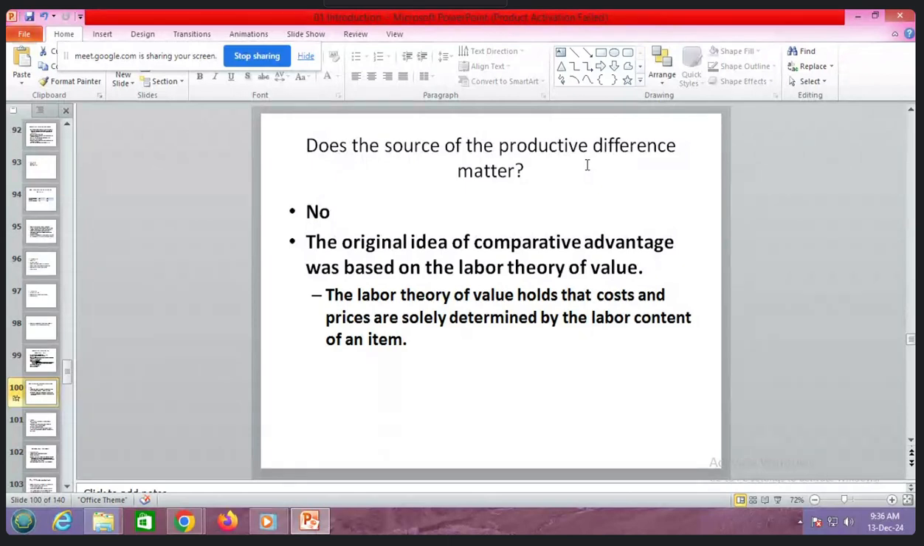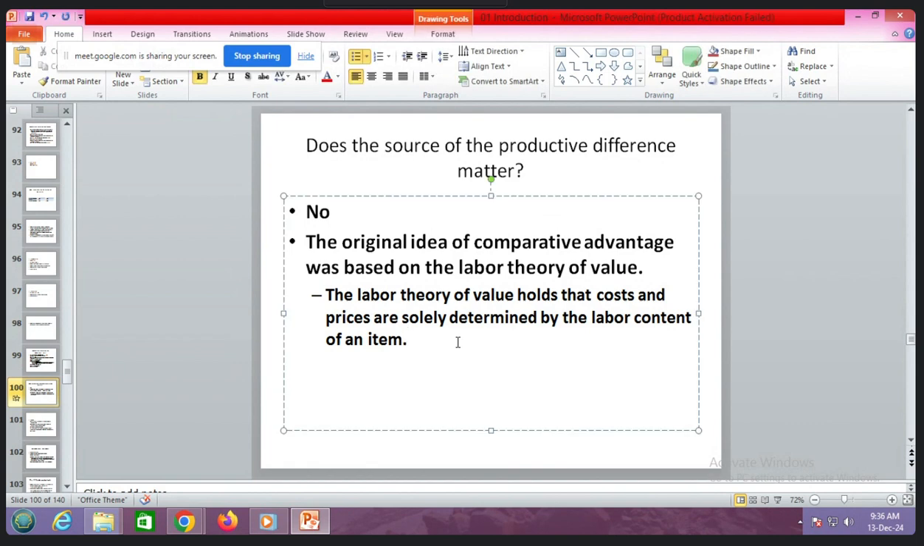So here the original idea of comparative advantage was based on the labor theory of value. Now the labor theory of value holds that costs and prices are solely determined by the labor content of any item. In the previous example, we took wages in the US to be equal to $6 per hour, and wages in the UK to be equal to £1 per hour. So we said that the cost and price are solely determined by the labor content of an item.